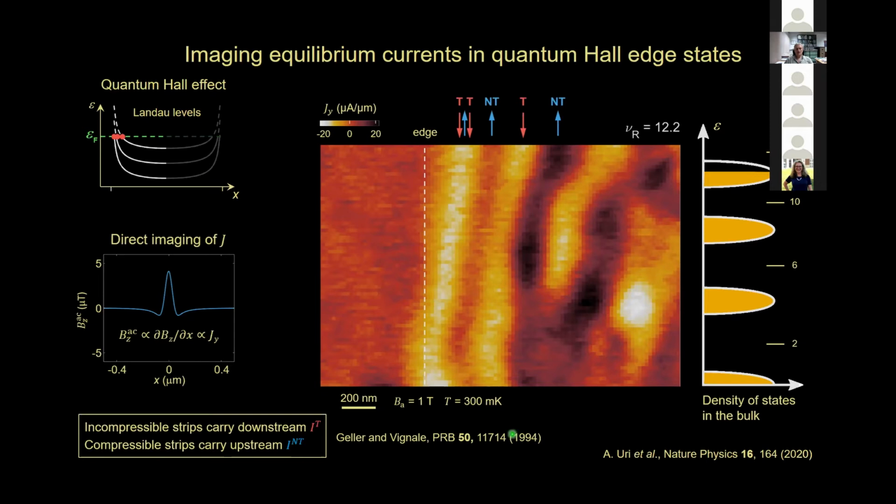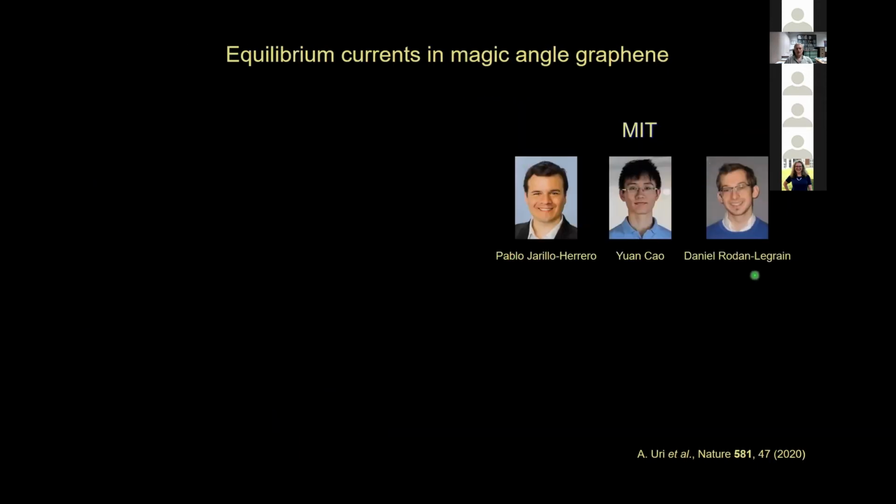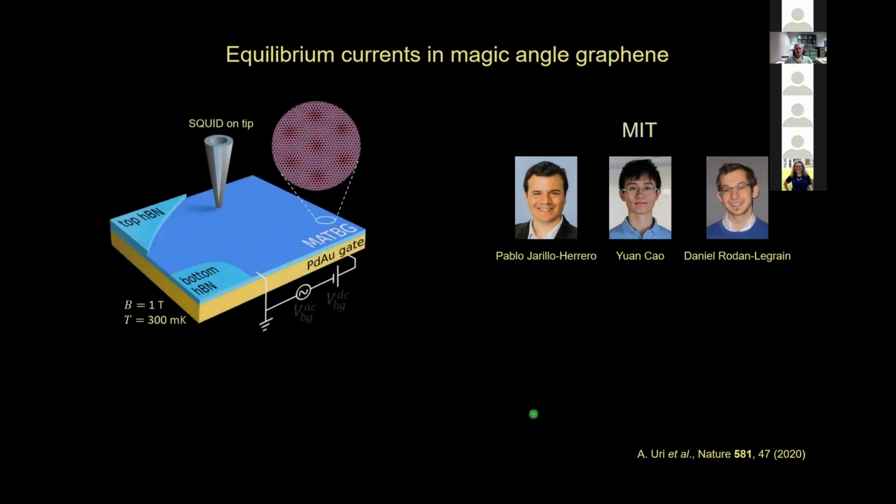Unfortunately, I don't have time to describe in more detail the physics behind it, and I want to move on to magic angle graphene now that we know what to expect in a regular quantum Hall state. So magic angle graphene, this was done in collaboration with the MIT team of Pablo, Johan, and Daniel. Our setup is very similar.